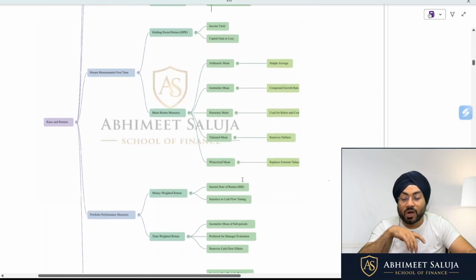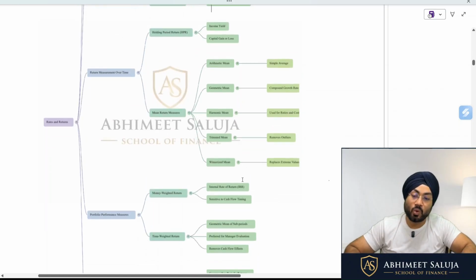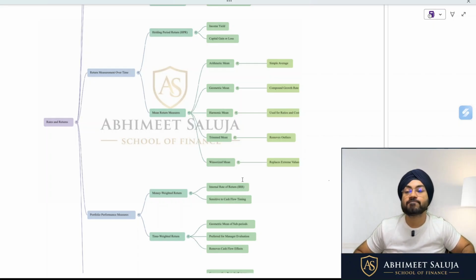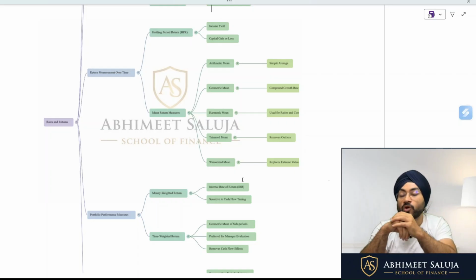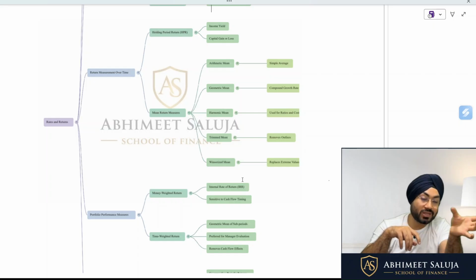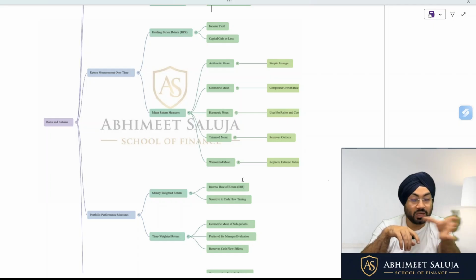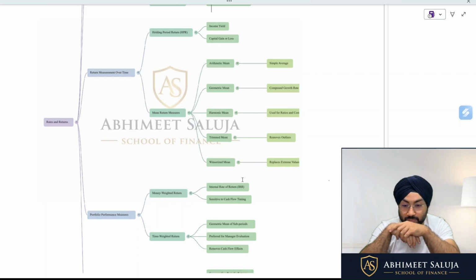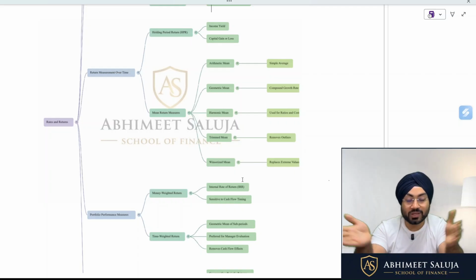Now, return measurement over time. How do we measure the return? Holding period return is the simplest one. Suppose I have bought a house for 1 million, and I held that house for 3 years, and after 3 years I sold it for 1.4 million. So 0.4 million is the gain over a 3-year period. So 40% I gained. So 40% is the holding period return over the 3 years.